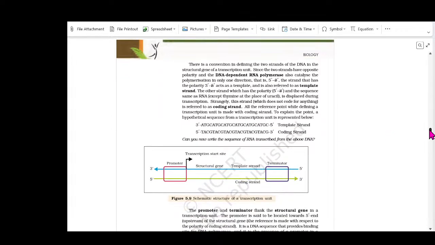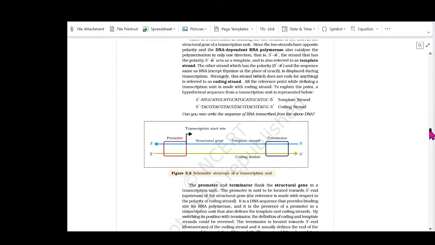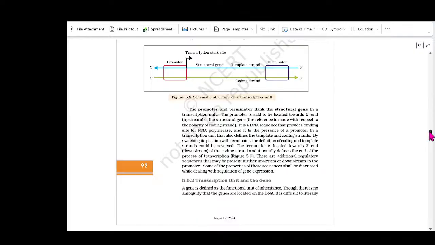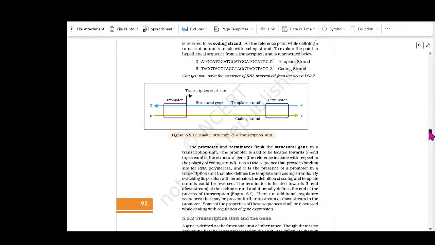To explain the point, a hypothetical sequence from a transcription unit is represented below. You need to read this sequence from the NCERT book and you should practice as well. For example, if a coding strand sequence is given, or a template strand is given to you, you have to deduce either one from the given sequence. So you should know how to do it.